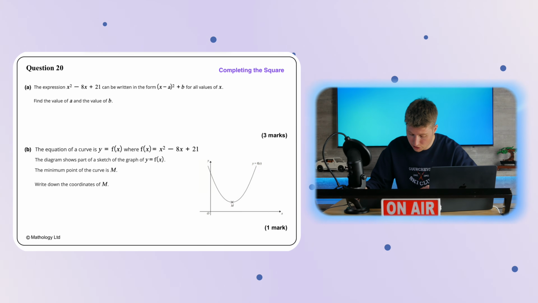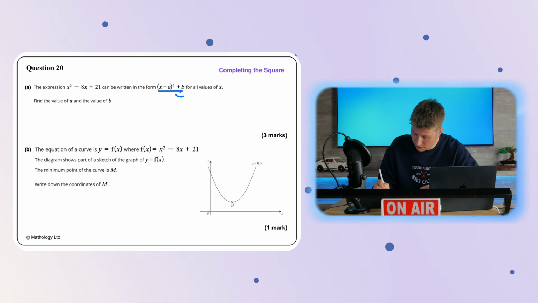Question 20 says the expression x squared minus 8x plus 21 can be written in the form x minus a all squared plus b for all values of x. Find the values of a and b. So this is completing the square.